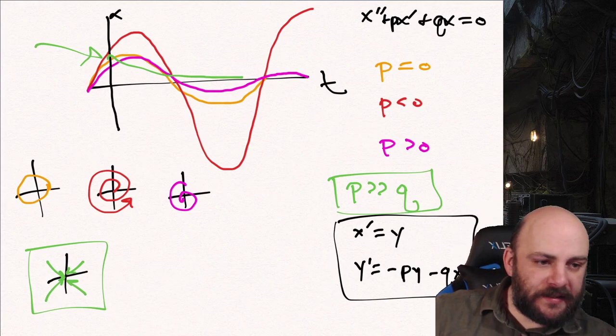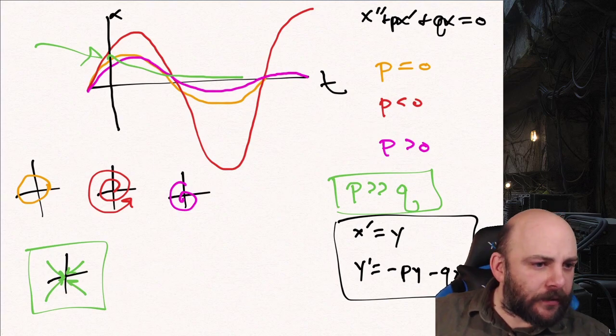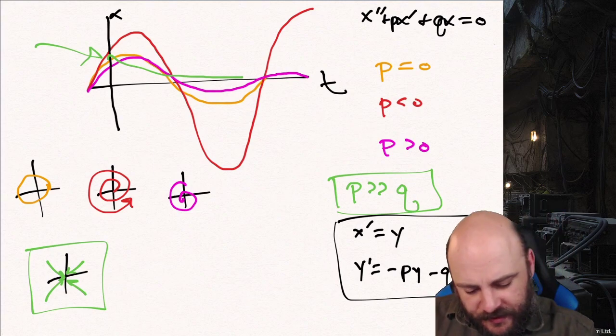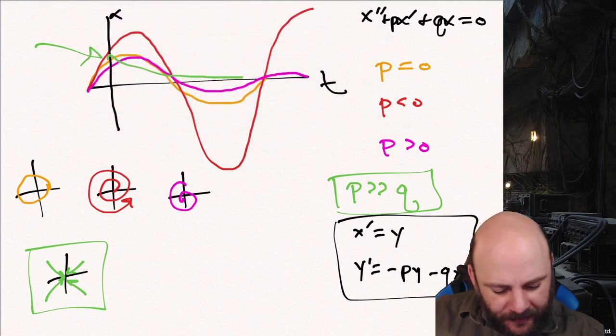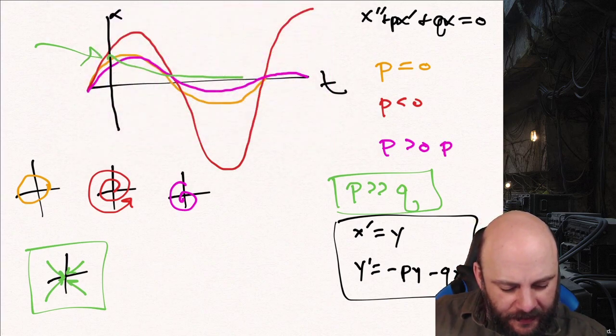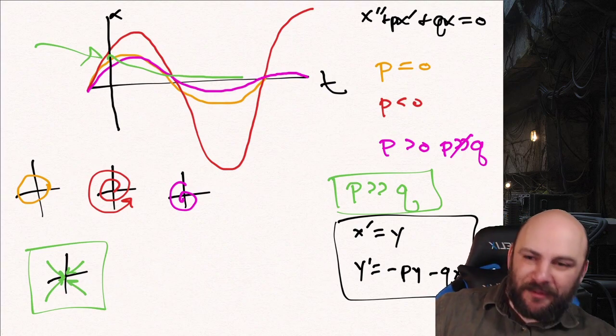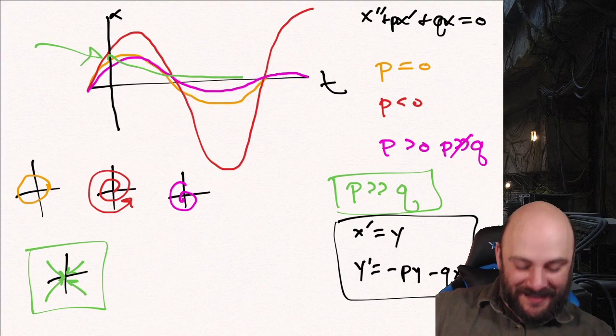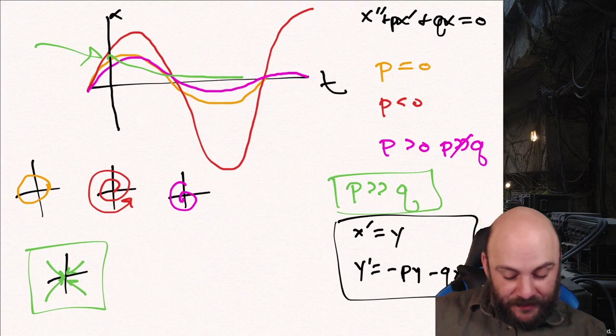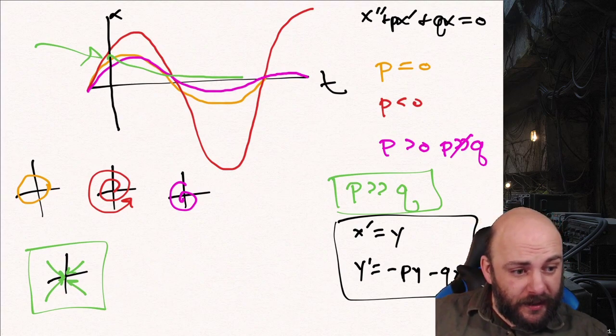What about these other cases? These other cases are kind of weird, right? P greater than 0, there's a little bit extra here when p is not super huge compared to q, and we'll discuss what that means, I promise. Then p negative and p equals 0. There's a lot to do there.